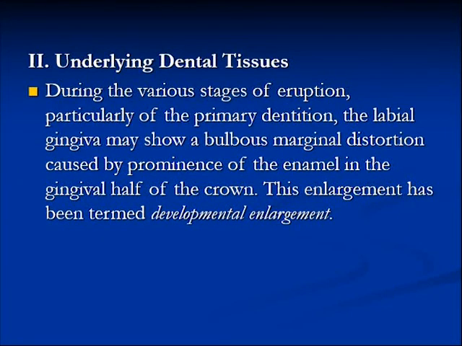Next is underlying dental tissues. Developmental gingival enlargement in the form of abnormal gingival growth is noticed during the different stages of tooth eruption. During the eruption of primary dentition, the labial gingiva exhibits a bulbous marginal distortion due to overlapping of the bulk of the gingiva on the normal prominence of the enamel in the gingival half of the crown. It is termed developmental enlargement and continues until the junctional epithelium has migrated from the enamel to the CEJ.